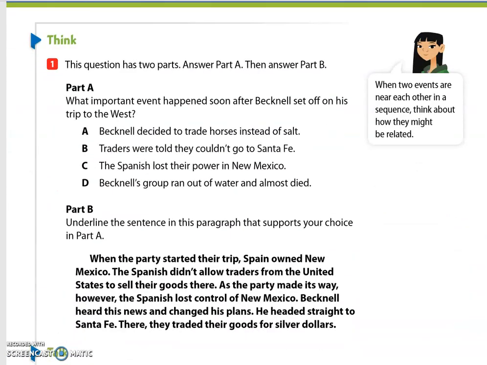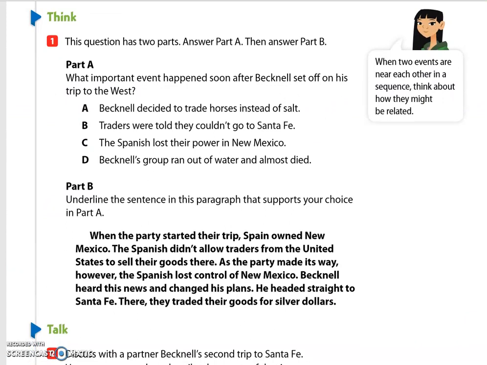Now let's look at page 43. Let's think about the questions here. When two events are near each other in a sequence, think about how they may be related. Boys and girls, you'll notice in question number 1, it has 2 parts. Answer part A, then answer part B. Part A, what important event happened soon after Becknell set off on his trip to the West?